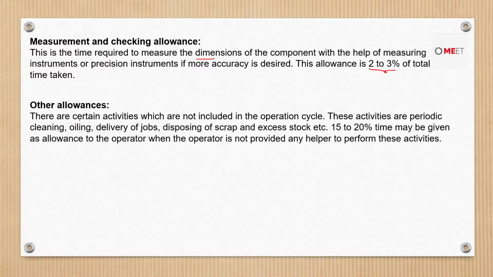And there are other allowances which are also included, for certain activities which may not be included in the operation cycle. These activities are periodic, which could involve cleaning, oiling, delivery of jobs, disposing of scrap, excess stock. That is, 15 to 20% of the time may be given as an allowance to the operator when the operator is not provided with any kind of helper to perform these activities.